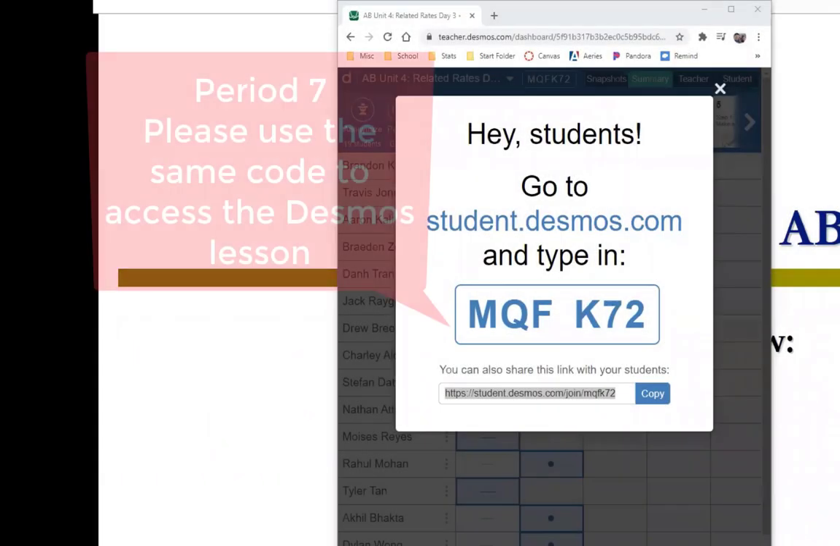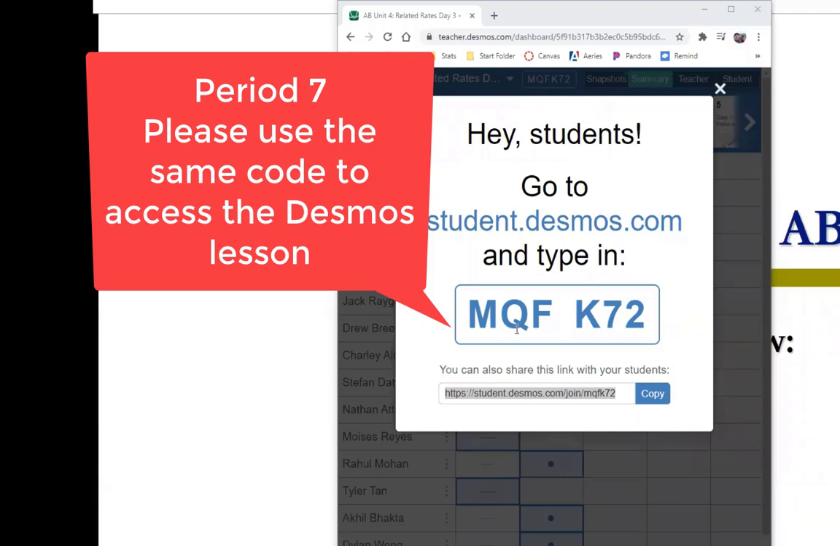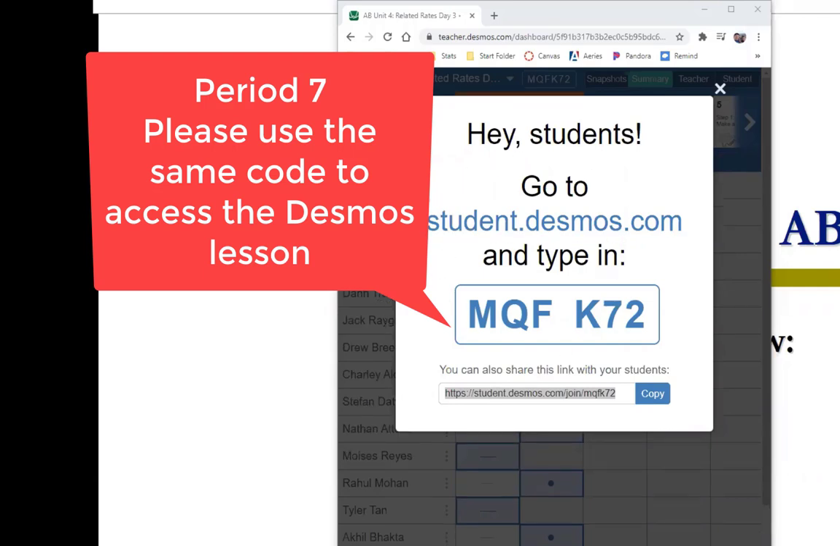Okay, so once again, please go to student.desmos.com, type in this code, or use the link that I provided in the chat to go to this lesson. We're going to continue to talk about and do related rates. Then we're going to do some of these questions today, and hopefully we can get through them a little bit faster.